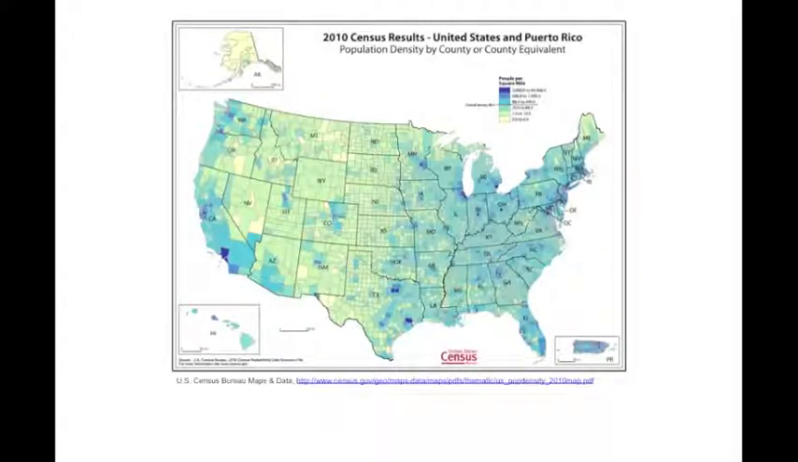This is a map from the Census Bureau of counties in the U.S., where the darker counties have higher population density. That's an example of something you would do. We're not really using this map to see where states are in the country. We're looking at a particular theme, so that would be a thematic map.